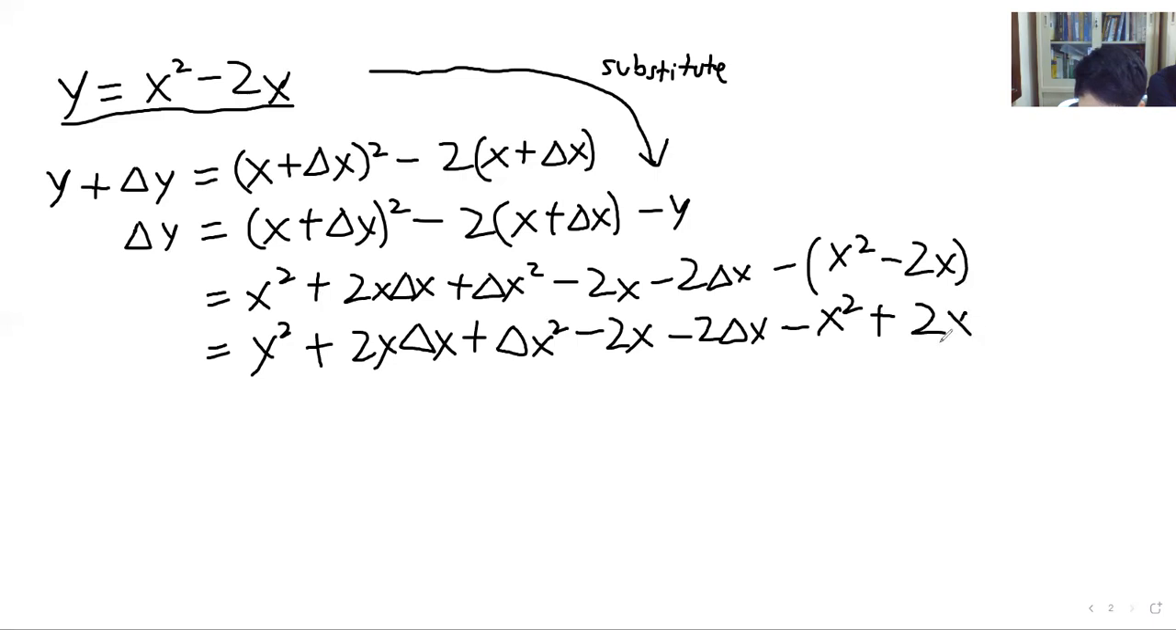Okay, there are like terms in here. There's this x squared, and there's also a negative x squared. And then there's this 2x, and here's the negative 2x. So we can cancel this x squared with this x squared, and the negative 2x we can cancel with this positive 2x. Now you can see that all of these have delta x in them. There's a common factor, so we can divide it out.